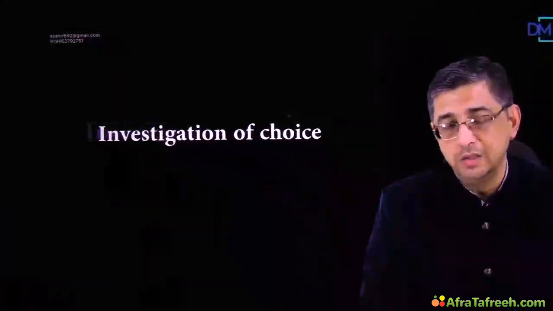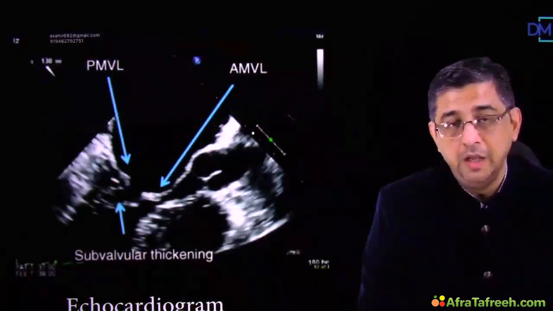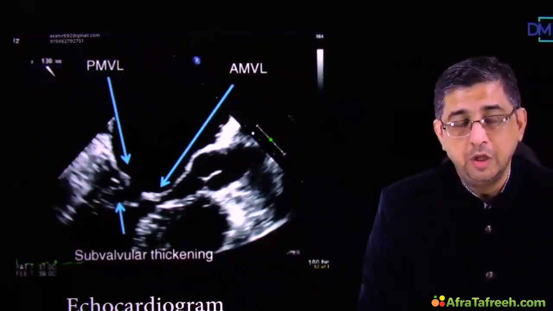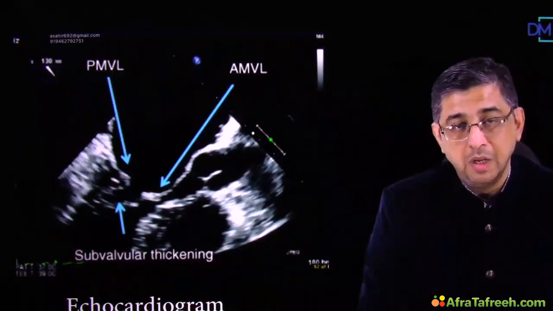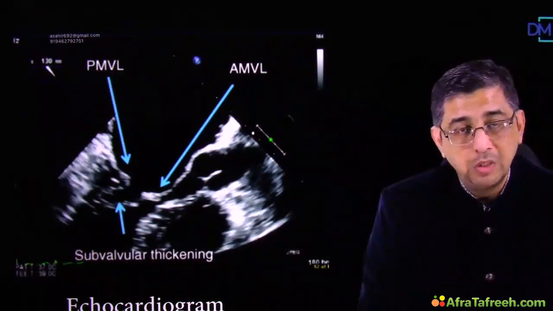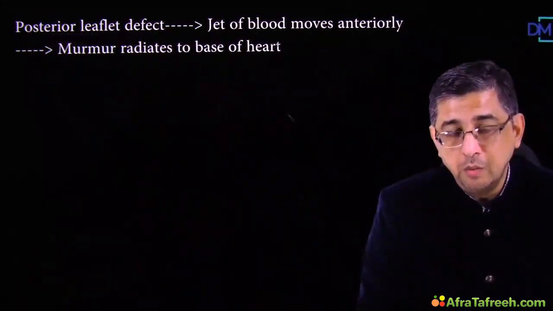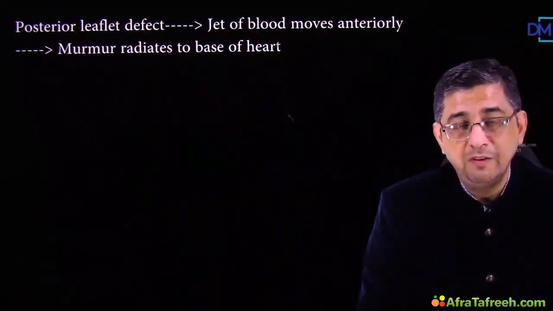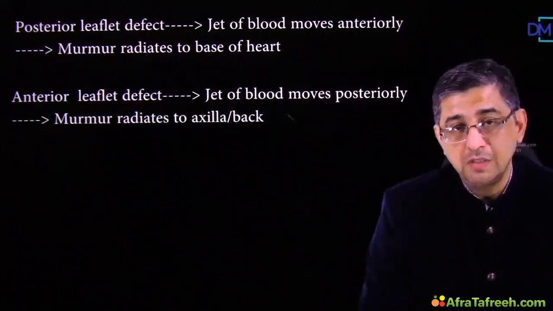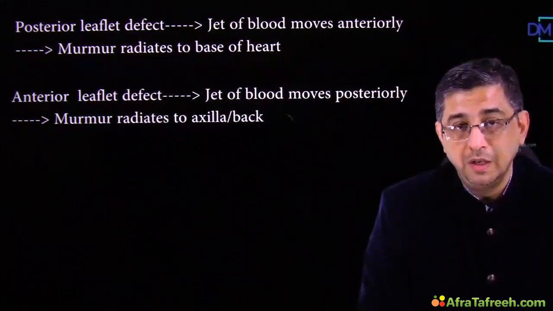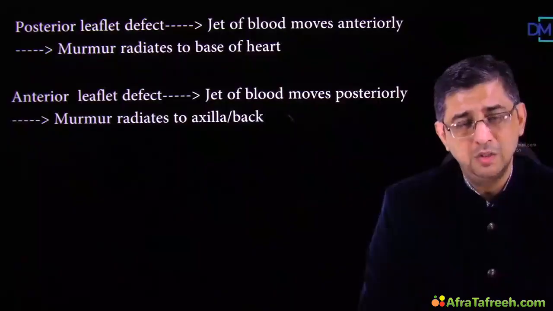Let's now look at the investigation of choice for this condition, which is echocardiography, and here you will be able to demonstrate that there is definitely a defective coaptation of the valve leaflets, and remember that the posterior leaflets are affected more than the anterior leaflets. If the posterior leaflet is defective, the jet of blood that leaks between the defective leaflets actually goes anteriorly. Whereas if the anterior leaflet is defective, then the jet of blood that is created due to the defective coaptation will move posteriorly. Well, this is fluid dynamics.